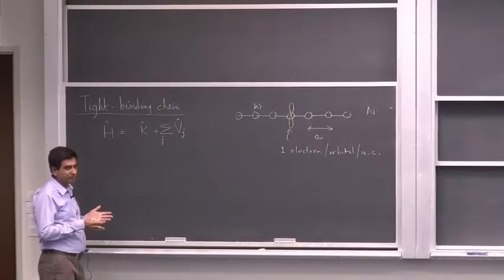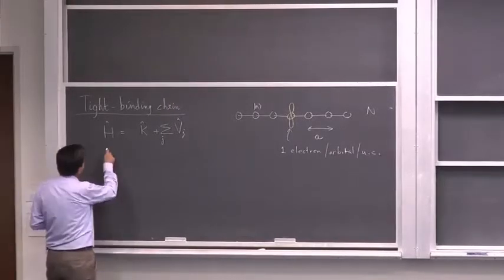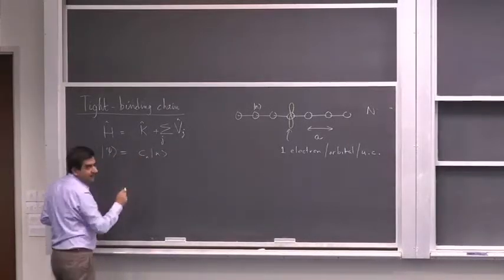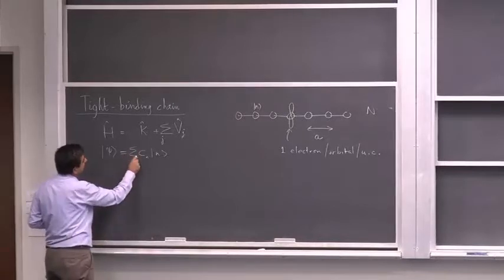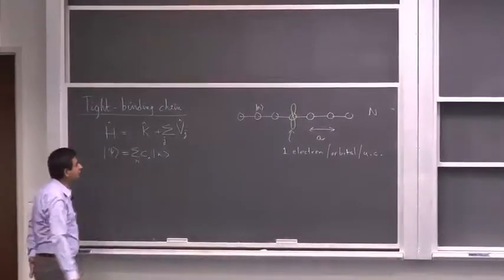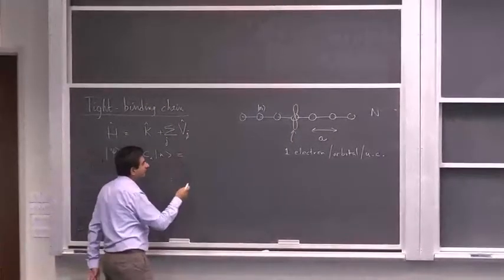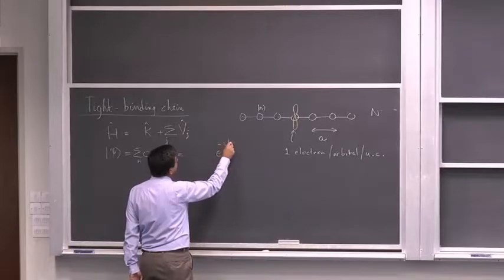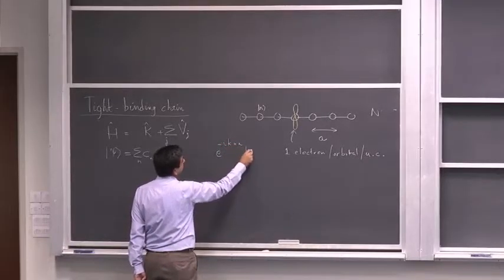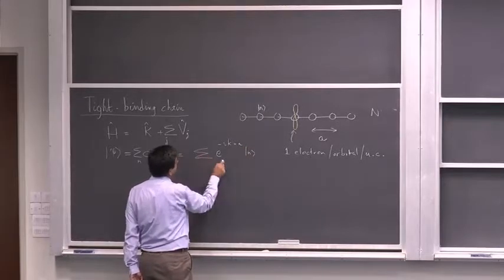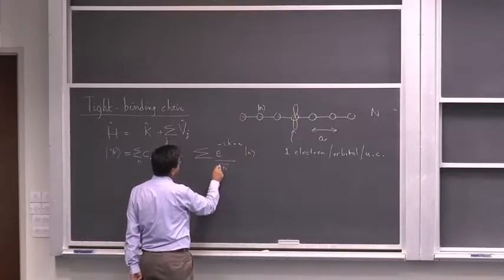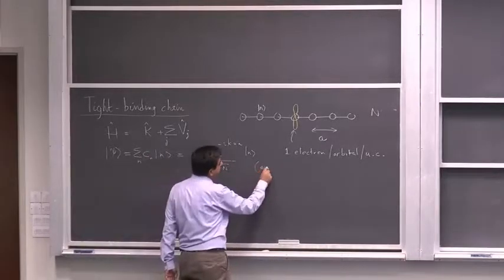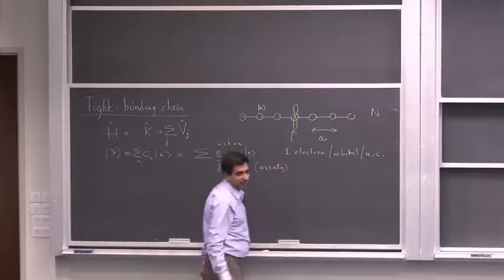Alright. Now we would like to construct a solution to this Hamiltonian. So we propose a solution, psi, which is some superposition C_n of the |n>'s. And the solution that we propose is of the following form: C_n = e^(-ikna)/√N, where N is the number of atoms. So this is our ansatz. This is the solution that we propose for the tight binding chain.